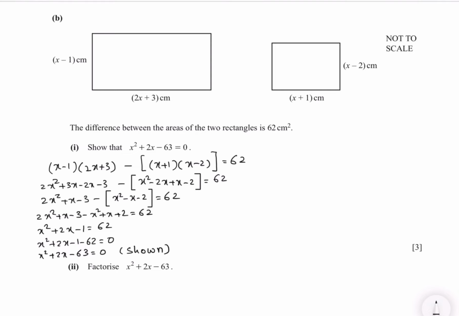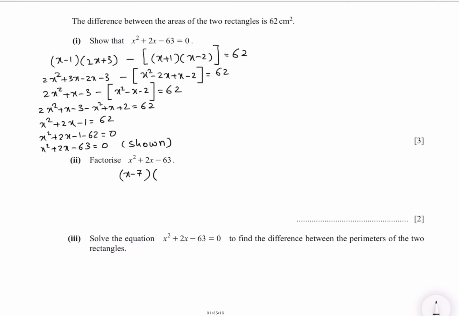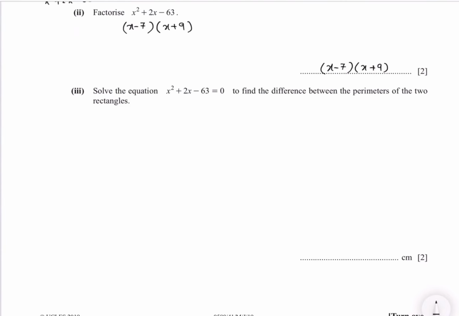Now factorize x square plus 2x minus 63. So use mid-term breaking. Your calculator can help you. So your factors are x minus 7 and x plus 9. Solve the equation to find the difference between the perimeter of the two rectangles. So equate both the factors to 0. So your x equals 7 and x equals minus 9. Ignore the negative sign.